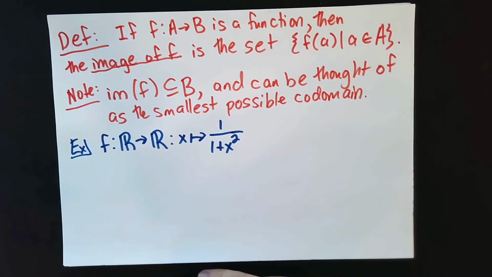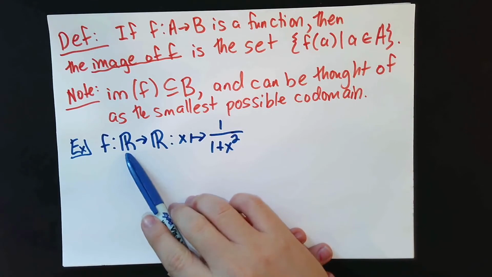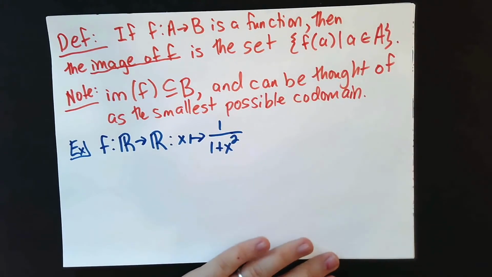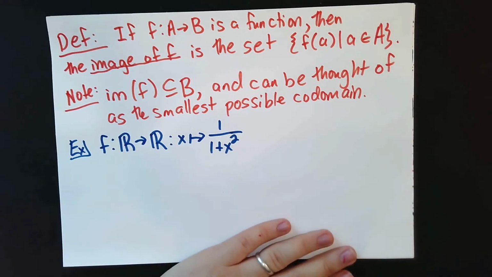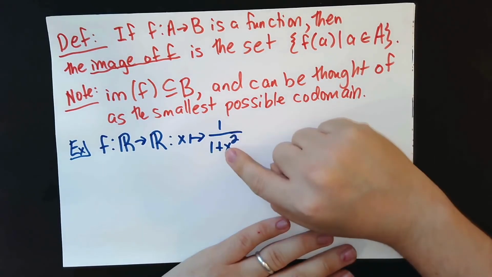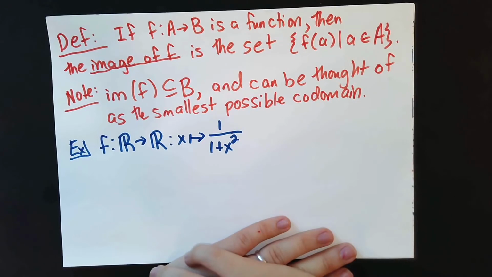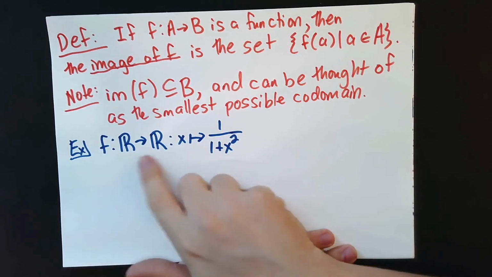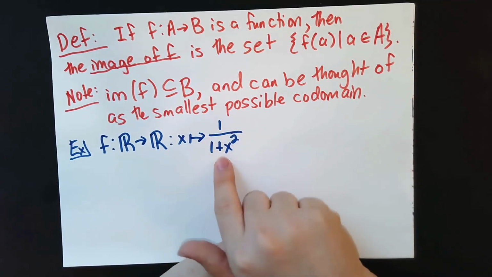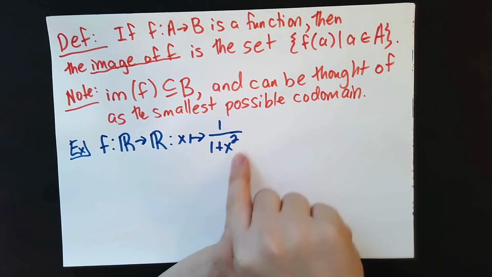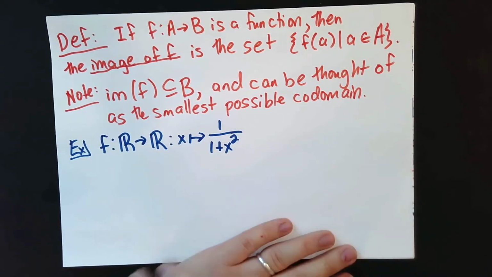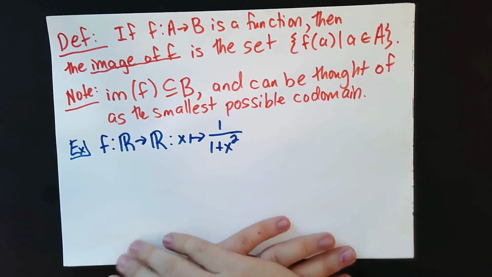As an example here, let's look at the function f from R to R that takes x to 1 over 1 plus x squared. Now, you might at first be concerned about whether this is really a function or not because I'm dividing. And so you might worry that I'm dividing by 0. However, if you look closer, what you'll actually see is that the denominator here is always strictly positive because of the x squared. And so in fact, we're never dividing by 0. Everything is okay. This function really is a function.